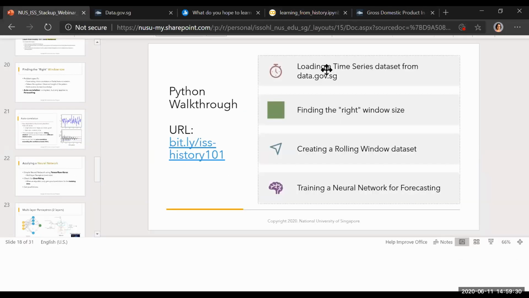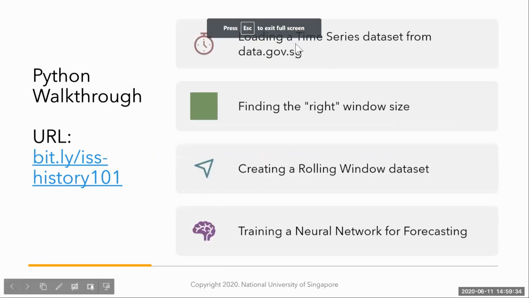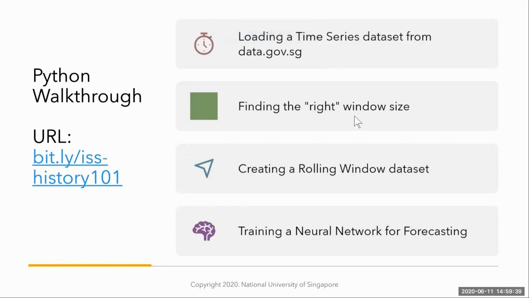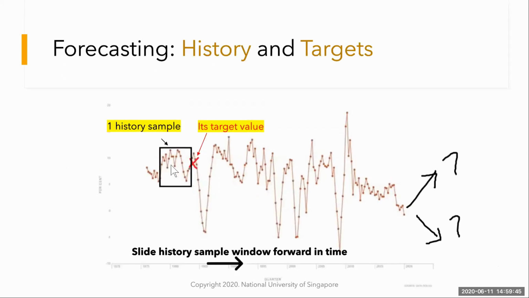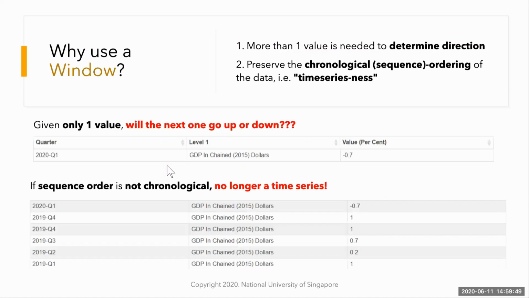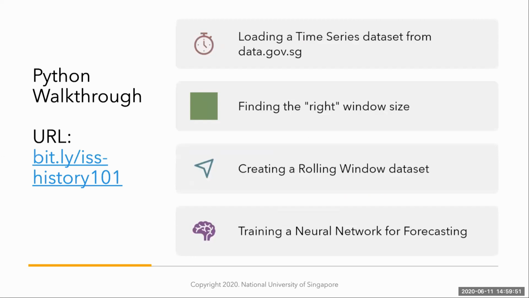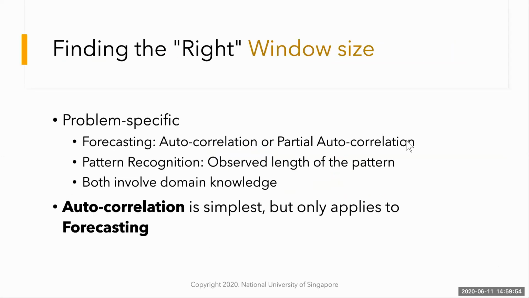So we are here. Let me go maximize this. We are loading the time series data set. We loaded it, now we're going to find the right window size. Why? So that we can find the right thing to use. So I need a way to calculate what is the appropriate one, okay?